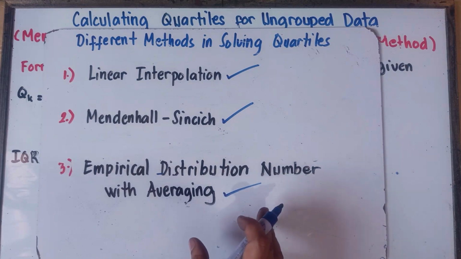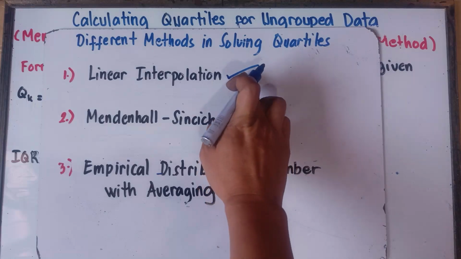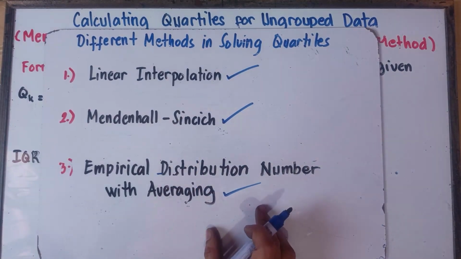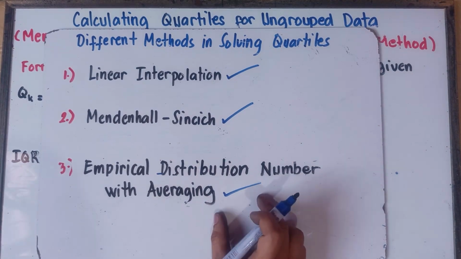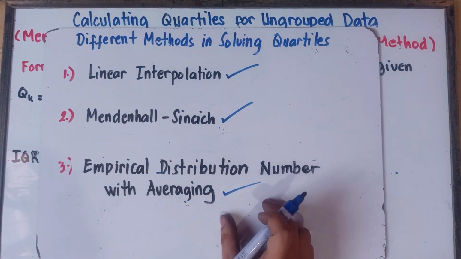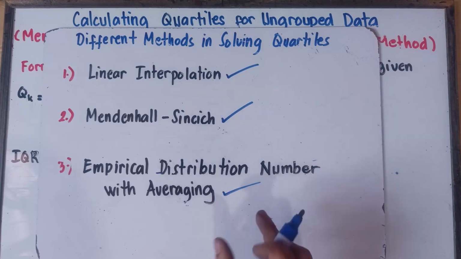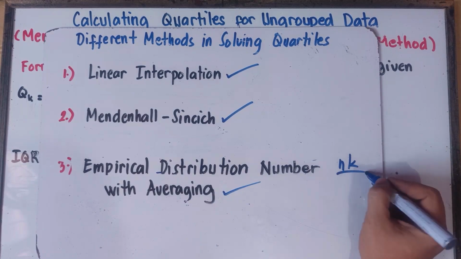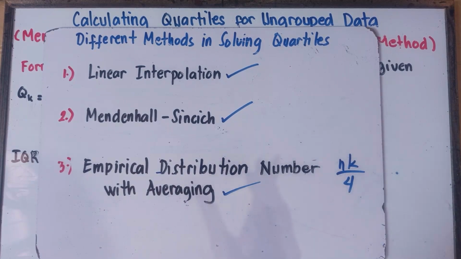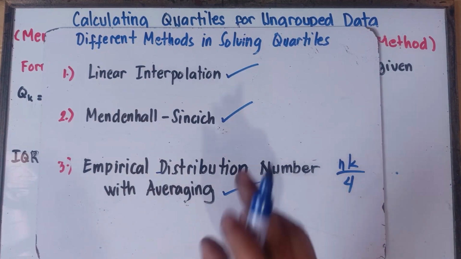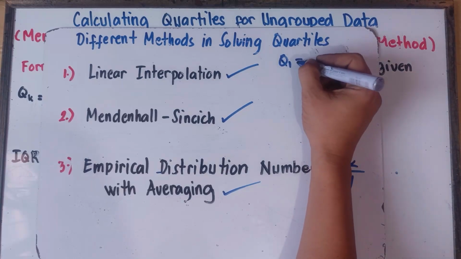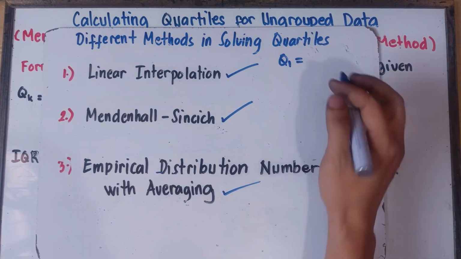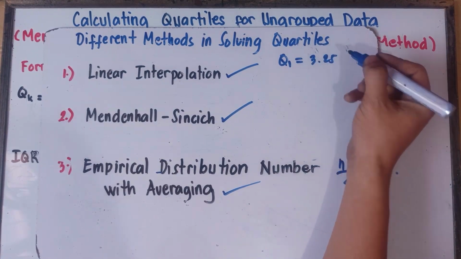Now, in your book right now, class, you have linear interpolation and the empirical distribution number with averaging. For me, class, it is better not to use this one because it will be quite confusing for the students. By the way, the formula for this one is NK divided by 4. Let me give you an example for quartile 1. When you solve for this formula, the answer for quartile 1 is 3.25.